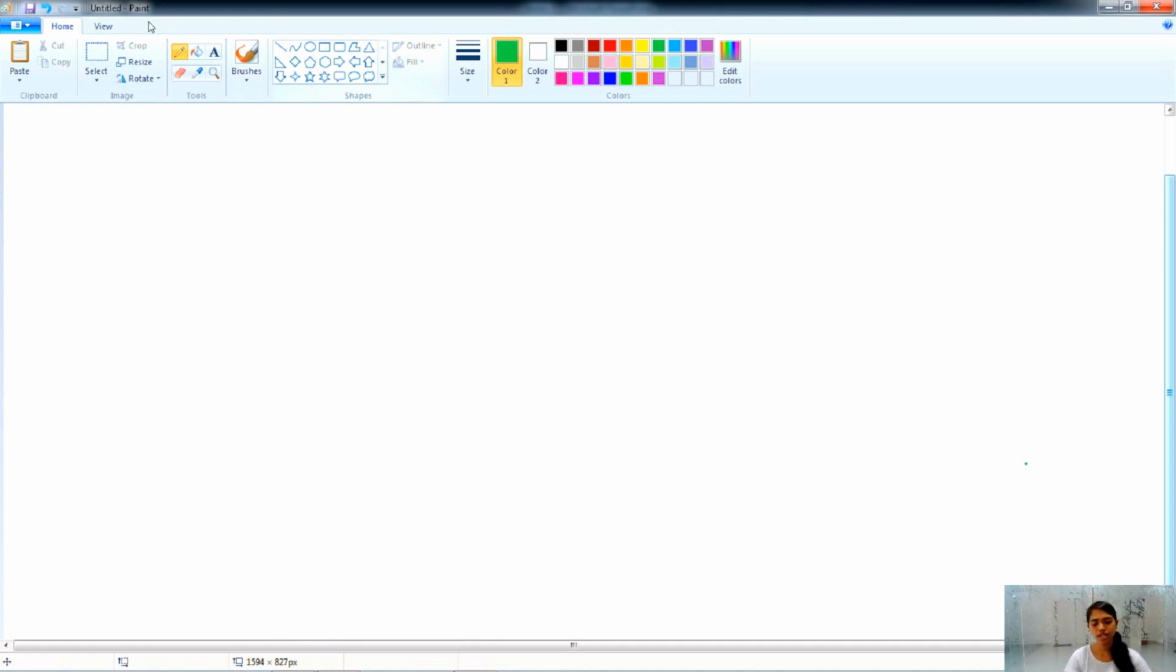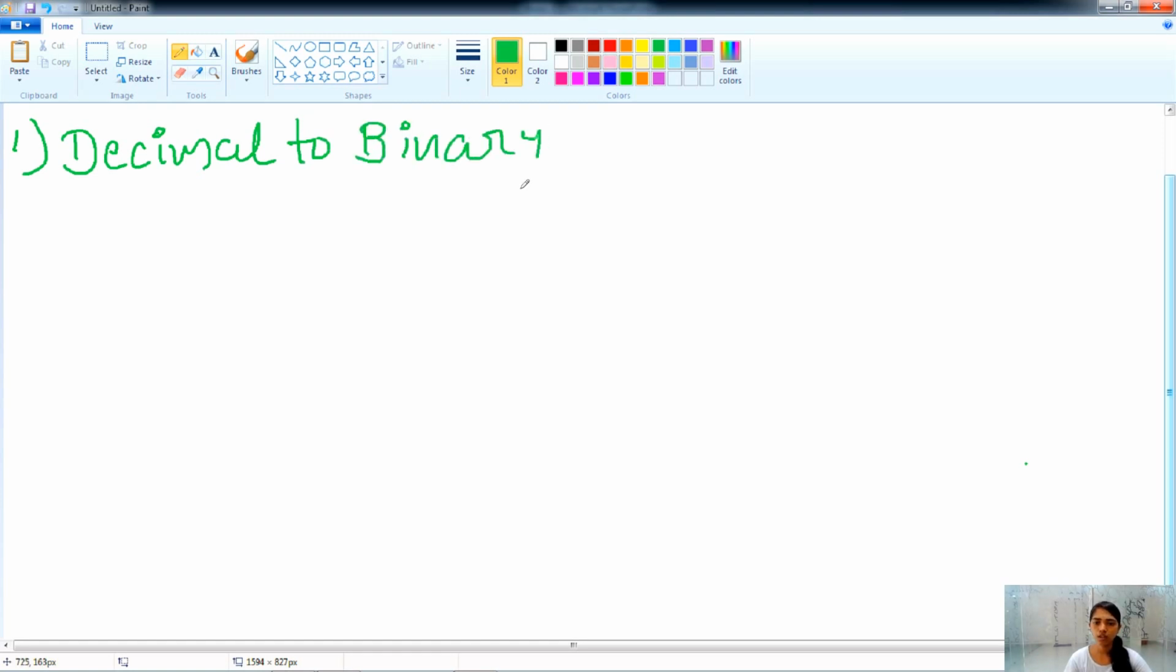The first one is decimal to binary conversion, in which we will convert a decimal number to a binary number. For that we have a decimal number that is 455 base 10 and we will convert it into a binary number which will have 2 as a base. Now we will write this 455 in a specific format.